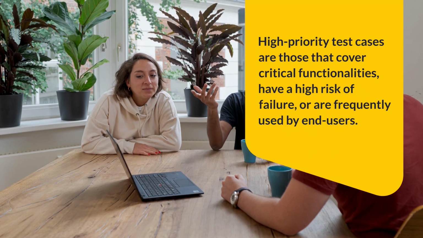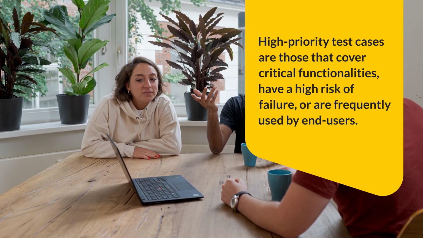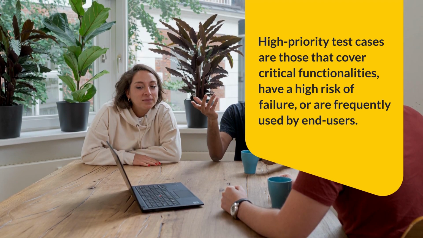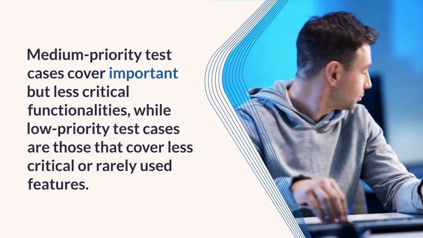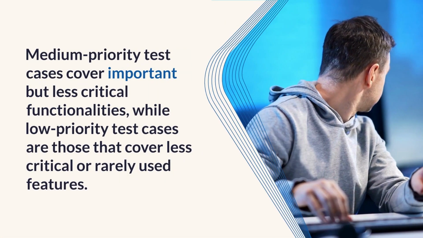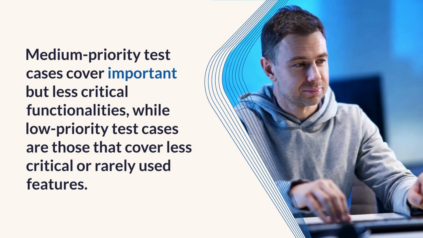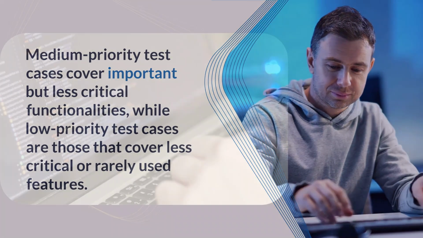High-priority test cases are those that cover critical functionalities, have a high risk of failure, or are frequently used by end users. Medium-priority test cases cover important but less critical functionalities, while low-priority test cases are those that cover less critical or rarely used features.